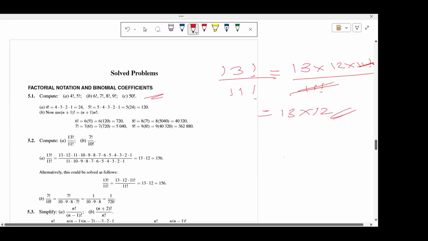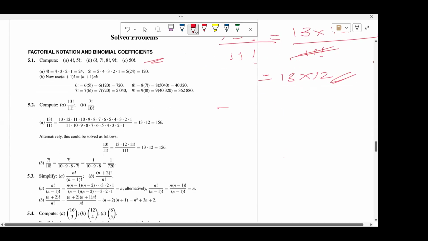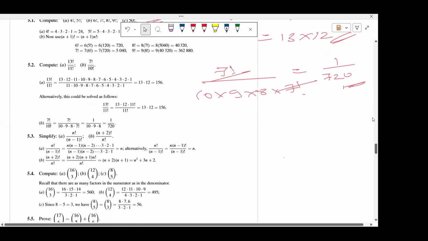Likewise, 7 factorial over 10 factorial, we can write 7 factorial divided by 10 into 9 into 8 into 7 factorial. 7 factorial cancels with 7 factorial, leaving 1 over 10 into 9 into 8. 9 into 8 is 72, 72 into 10 is 720. 1 over 720 is the answer. This is how we can simplify these types of expressions.